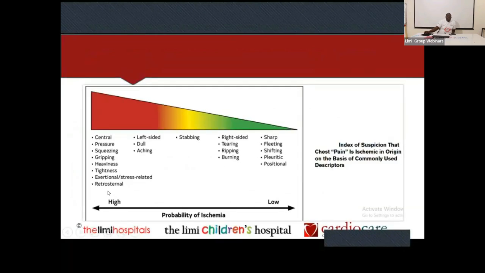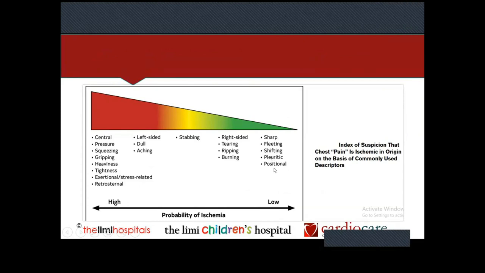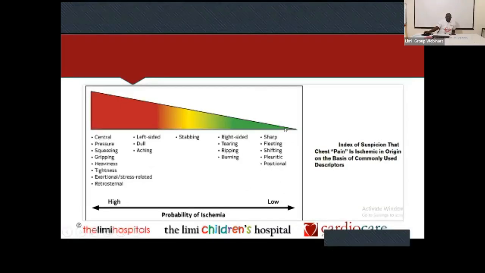And looking at this diagram, moving from left to right, you will see pointers that point to high probability of ischemic pain and the ones that are less likely. So if a patient has a sharp pain, fleeting pain, the one that shifts from one point to another, pleuritic, positional, it is less likely to be a typical angina. But if it's central, behind the sternum, described like pressure, like weight, heaviness, tightness, radiating to the shoulder, to the jaw, then there's high likelihood that this is due to angina.